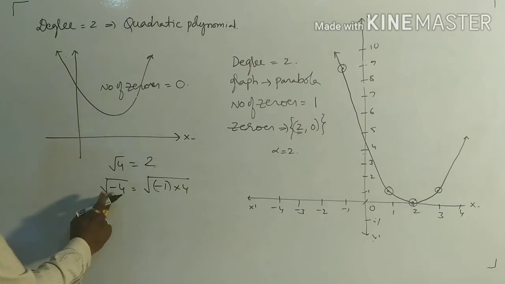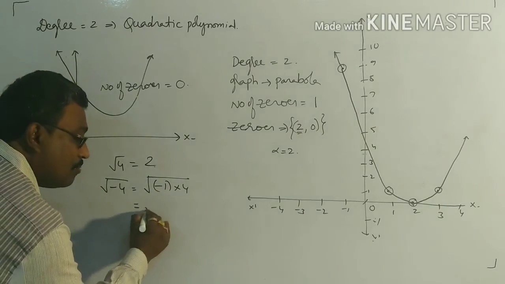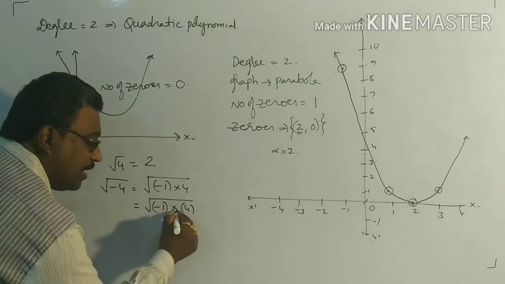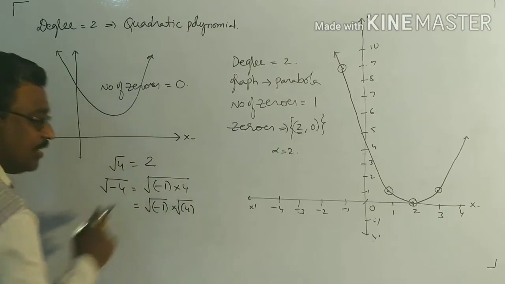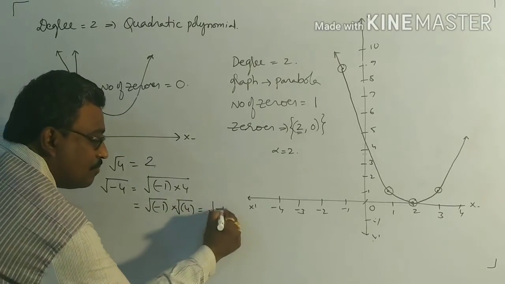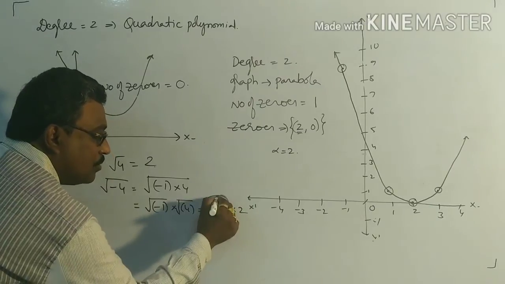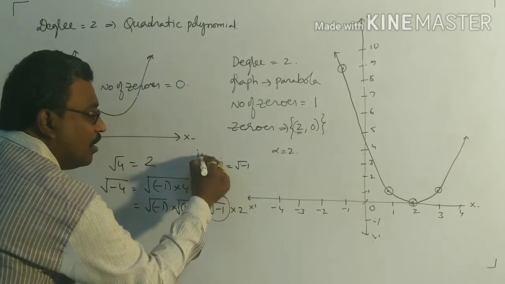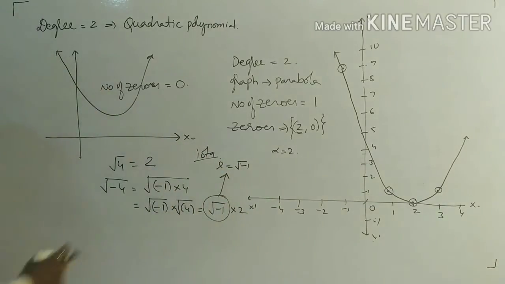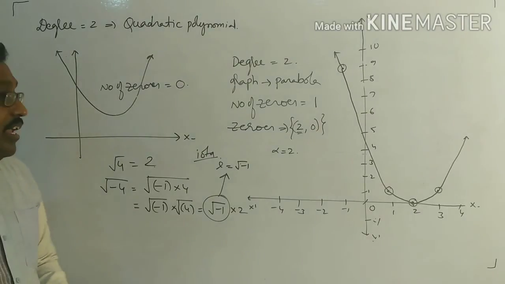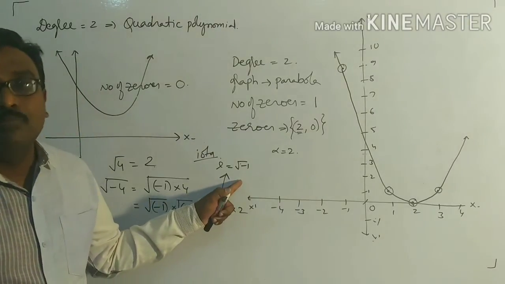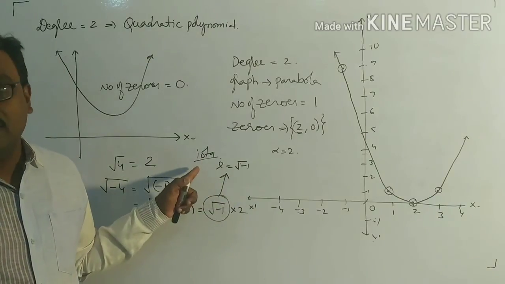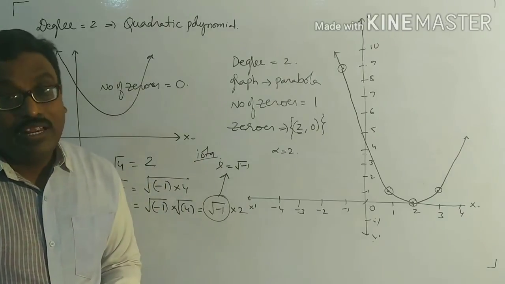Then, can we write minus 4 as minus 1 into 4, by using surds, that is the law of radicals, and separating both the roots? Then it is root of minus 1 into 2. This root of minus 1 is called i. i means iota. It is a complex number. So we can express square roots of negative numbers in complex numbers. Okay, it will come in our intermediate.